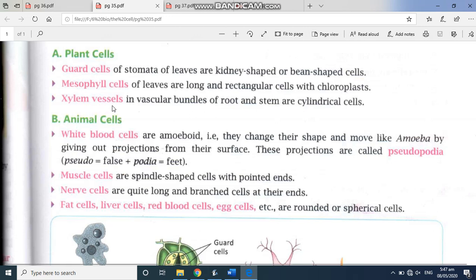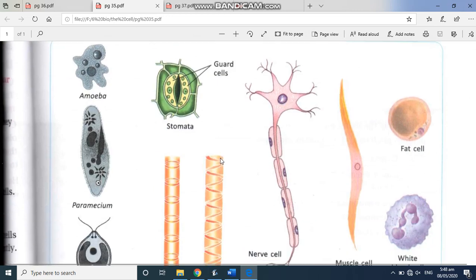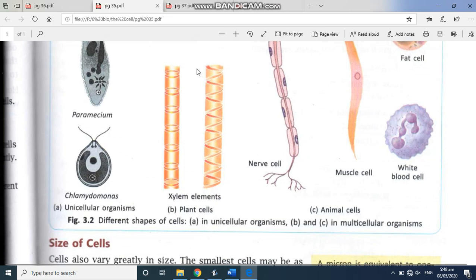Then next we have xylem cells. This is a part of a vascular bundle. Vascular bundle is made up of certain types of tissue, and this xylem vessel is a part of it. And vascular bundle is present in both root and stem and leaf also. In the root and stem, they are cylindrical cells. So here in the diagram, they have shown you these xylem elements.